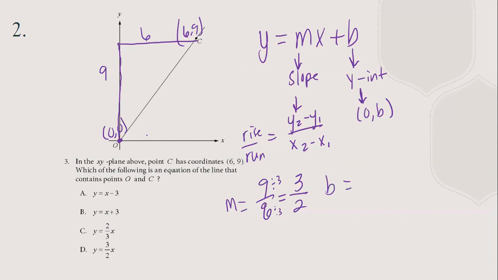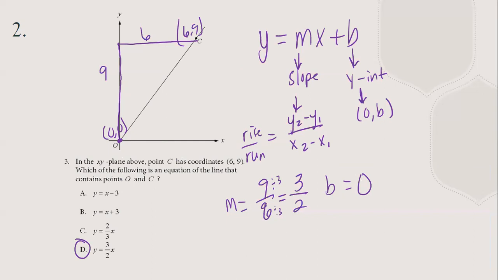My b is what? 0. Because it's (0, b). What is (0, 0)? All right, so what has a slope of 3/2 and plus 0? D.